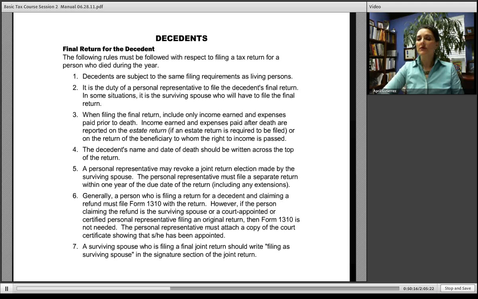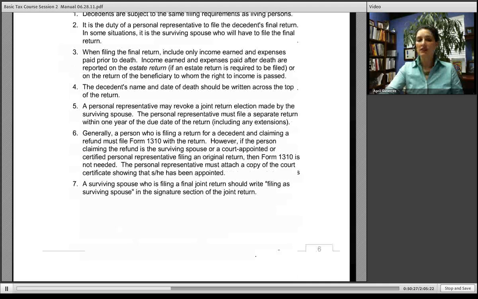When you're dealing with the final return of a decedent, if the spouse files a joint return, the personal representative of the estate has up to 1 year after the due date of that return to switch it from married filing joint to married filing separate.